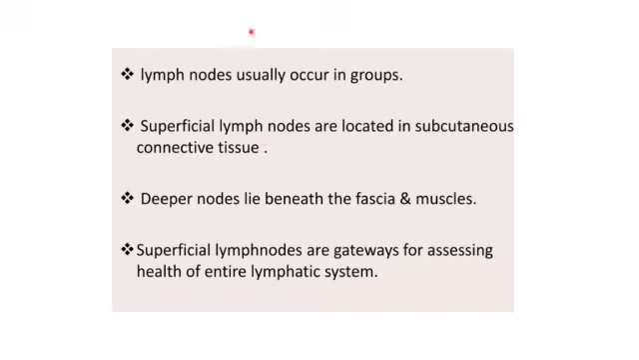Lymph nodes usually occur in groups. Superficial lymph nodes are located in the subcutaneous connective tissue and deeper nodes lie beneath the fascia and the muscles. Superficial lymph nodes are gateways for assessing the health of the entire lymphatic system.